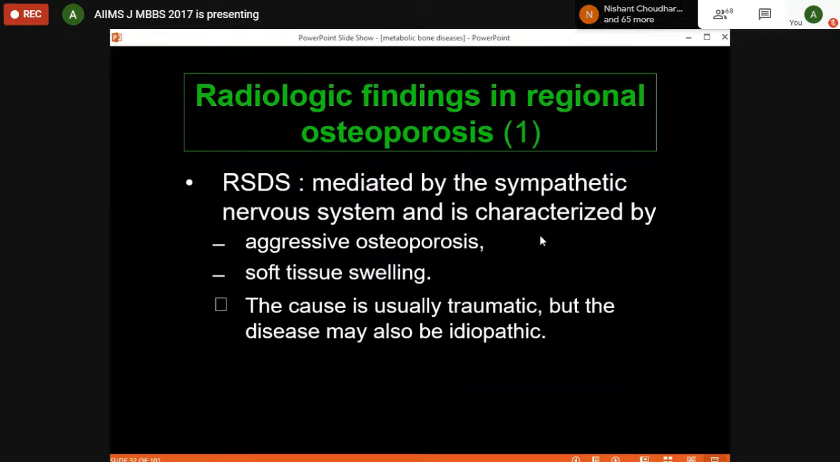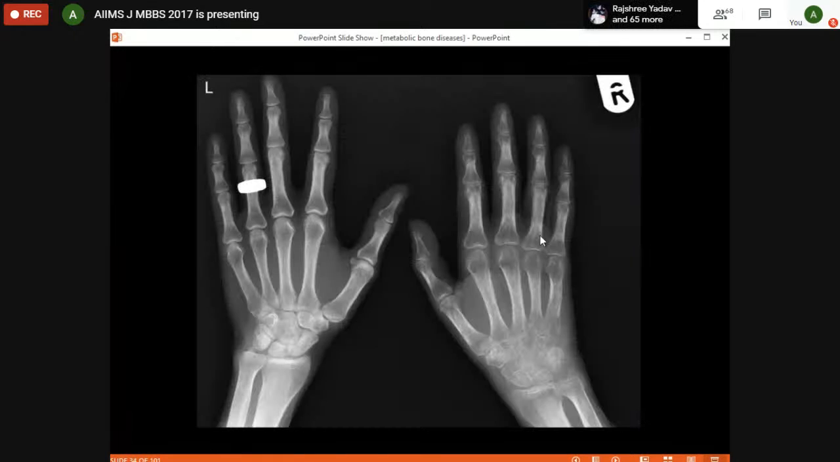So what is RSDS? It is mediated by the sympathetic nervous system and is characterized by aggressive osteoporosis and soft tissue swelling. Usually the cause is traumatic, but the disease may also be idiopathic. Here you can see a radiograph of a patient suffering from a distal radius fracture on the right side, and on the left side you can compare the cortical density as well as the bone mineralization in both hands. On the right side there is less BMD in comparison to the left one. So this is an example of Sudeck dystrophy.